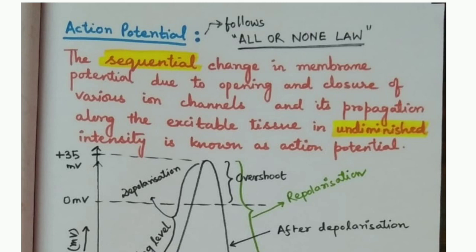Why is there a change in membrane potential? Because of the opening and closing of the ion channels. What are the ion channels? We will see sometime later. And how is this membrane potential propagating? It is propagating along the excitable tissue in an undiminished way. That is, the action potential does not fade. And what is this excitable tissue? This excitable tissue is either your nerve tissue, that is your neuron, or the muscle tissue. So this is the action potential.